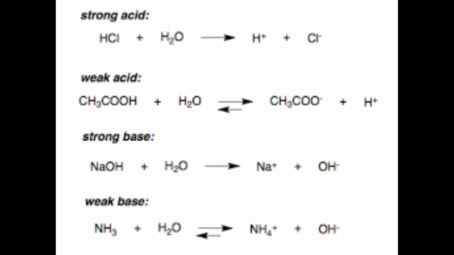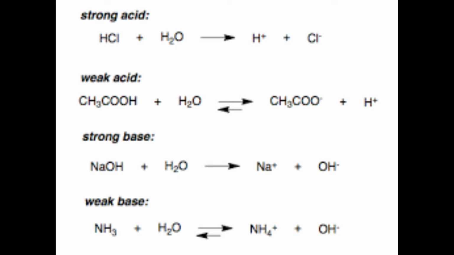Weak acid. Weak acids are the substances which are partially ionized in water and thus produce a small amount of hydrogen ions. Example, CH3COOH. Acetic acid in water produces acetate ions and H plus ions.